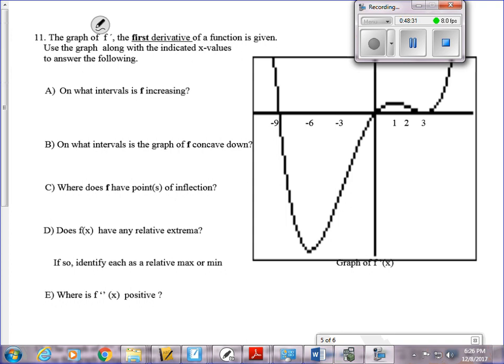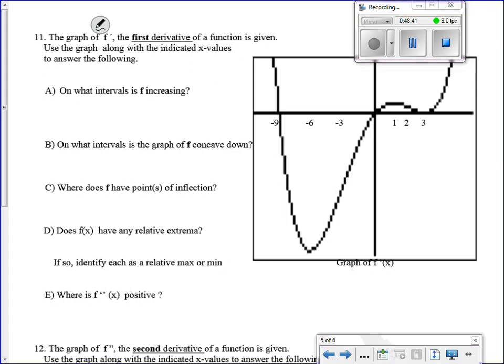All right, so now we're looking at a graph of the first derivative, and we want to use the indicated values to answer the following. You can see we're going to have this min here at -6. The max is at 1. Looks like we have a min here at 3. Well, we'll see when we get to it.